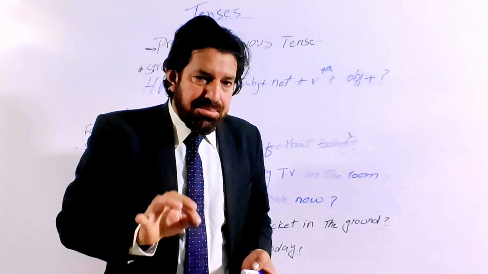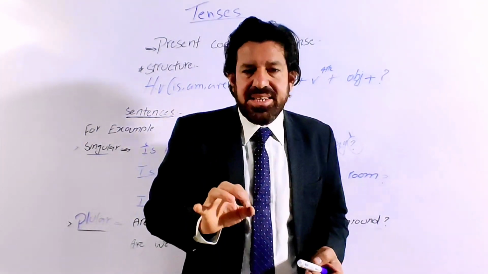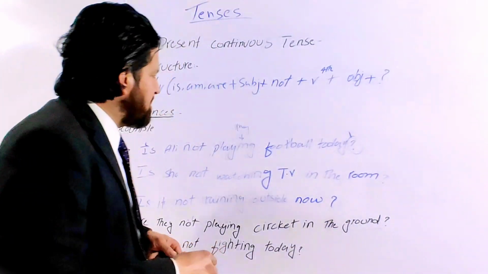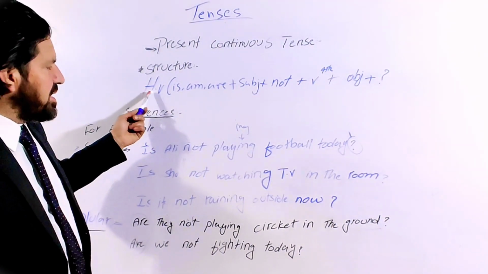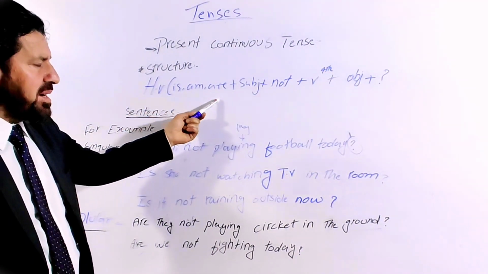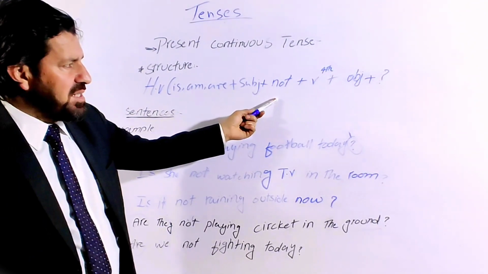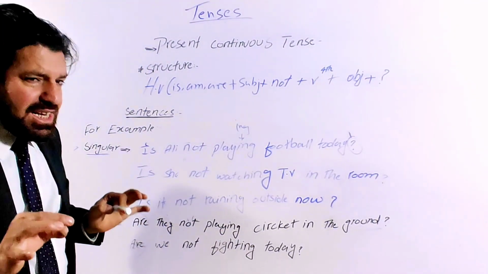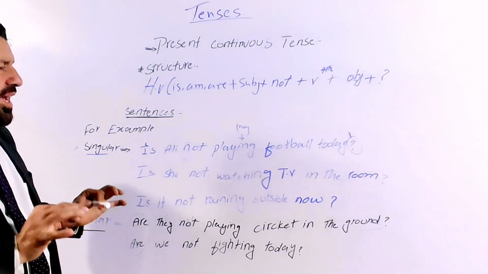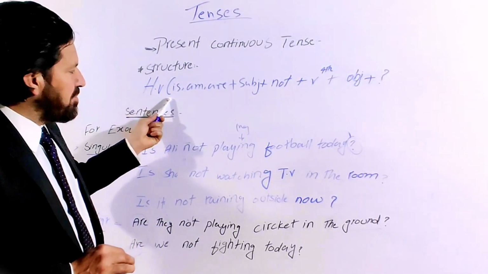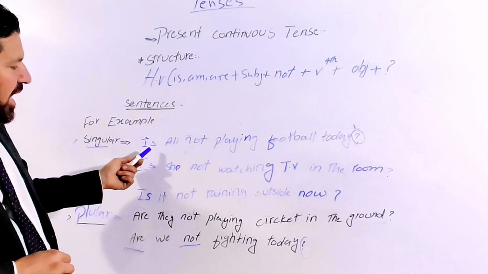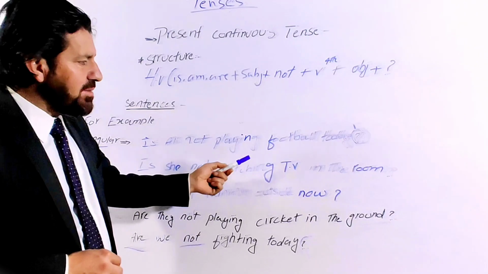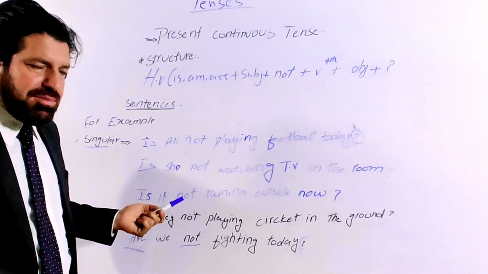So that is called interrogative plus negative sentences. For example, the structure is like that: helping verb plus subject plus not plus first-form verb plus object, then question mark. So in all interrogative sentences, you have to use a helping verb at the start of the sentence. For example, in singular sentences like, is Ali not playing football today, right? Is Ali not playing football today?